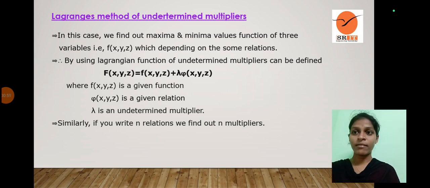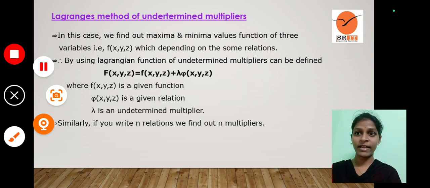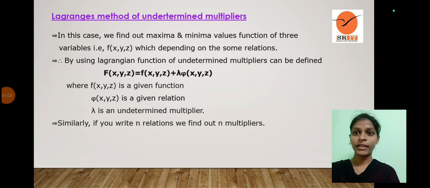F(x, y, z) is equal to f(x, y, z) plus lambda times phi(x, y, z), where f(x, y, z) is the given function, phi(x, y, z) is the given relation, and lambda is an undetermined multiplier. Similarly, if we have n relations, we can find n multipliers.